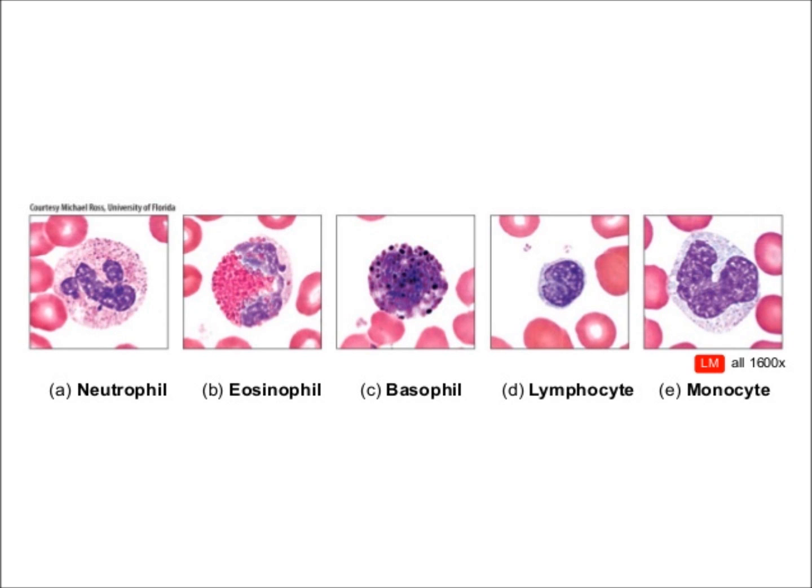We have AML with recurrent genetic abnormalities, we have AML with myelodysplasia-related changes, and don't worry, we're going to go through all of these. Therapy-related neoplasms of myeloid precursors. In other words, if we give you chemo for some other kind of cancer, sometimes it induces cancer of the bone marrow. Sometimes you get a secondary leukemia. Stinks.